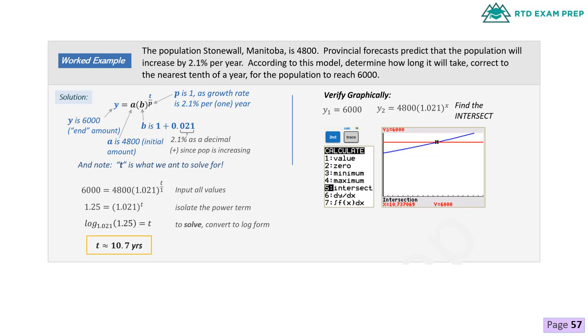I also wanted to point out that this one talks about a population increase of 2.1% per year. Recall that 1 is the decimal representation of 100%, and so the decimal representation of 2.1% is actually 0.021. You need to divide it by 100. So our b value here is 1 because we maintain the 100%, plus 0.021 because that represents the growth. If our population were decaying, we would take 1 and subtract the number, such as 0.021. Here we've shown a graphical solution in addition to the algebraic one, so hopefully you can find your answer two ways.